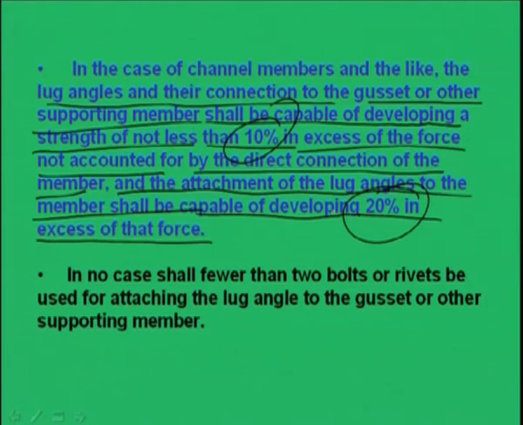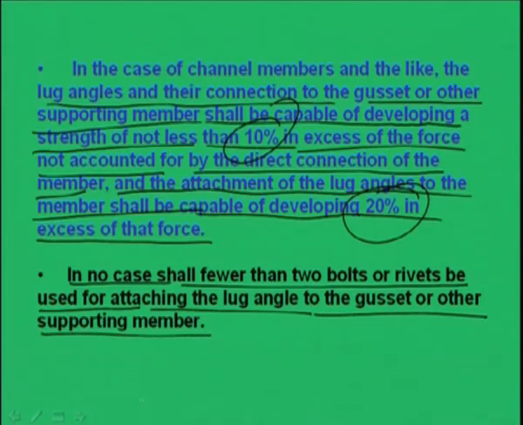In the case of an angle section it was 20 and 40. And in no case shall fewer than 2 bolts or rivets be used for attaching the lug angle to the gusset plate or other supporting members. That means a minimum of 2 rivets or 2 bolts are required to attach the lug angle to the main member or the gusset plate. This also has to be remembered while designing the lug angle.